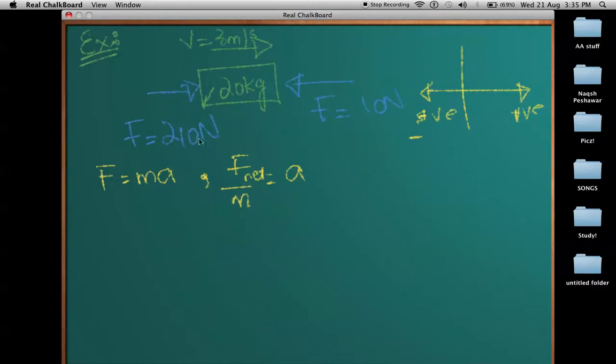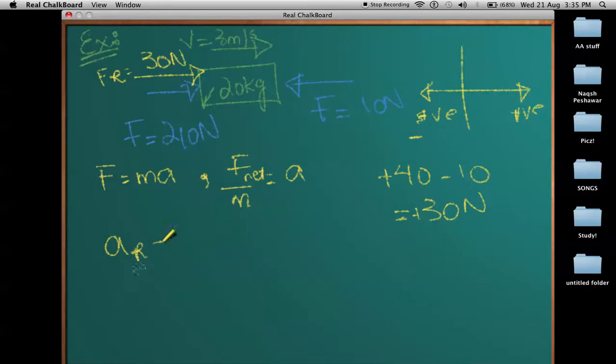You will get this one would be a positive 40, since it's in this direction, and this would be a negative 10. This would give me a positive 30 newtons, which means in this direction, because a positive sign tells you that it's in this direction. So the resultant force is 30 newtons. Now let's find out the acceleration. The resultant acceleration would be 30 divided by 20. And if you use your calculator, you would get 1.5 meters per second squared.